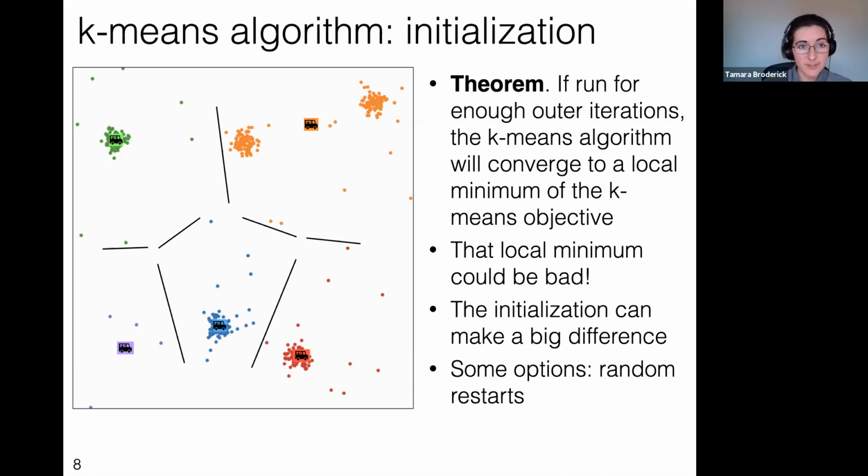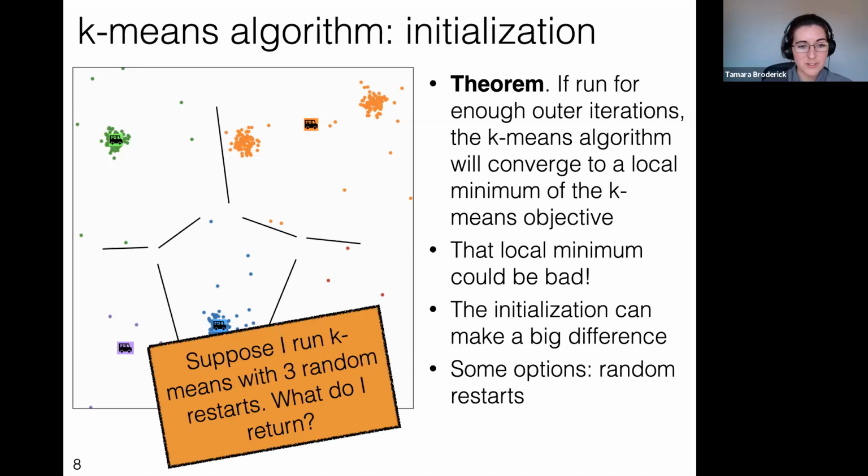Now, it turns out that there are other things that you can do that are beyond the scope of our lecture today. I'll just mention one of them. So we just did 3 random restarts. What do I return? That's what we just talked about. We're going to return the one with the lowest objective. And there's lots of work in this initialization area. One particularly cool idea is what's known as k-means plus plus. It's an initialization scheme for k-means. If you're looking for something cool to read up on, I'll definitely recommend k-means plus plus.